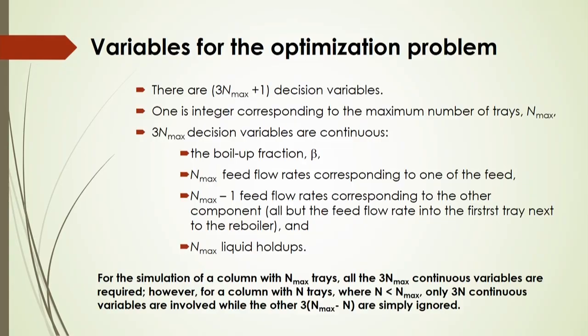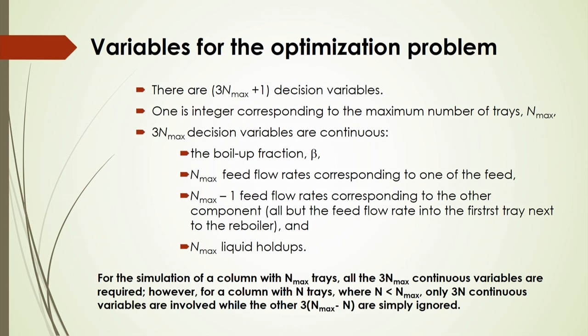And in this case, what are the variables for the optimization problem to be considered? There are 3 n max plus 1 decision variables. One is an integer corresponding to the maximum number of trays, n max, and 3 times the maximum number of trays should be decision variables that will also be continuous, like the boil-up ratio beta, the n max feed flow rates that correspond to one of the feeds, and n max minus 1 feed flow rates corresponding to the other component. And the feed flow rate into the first tray next to the reboiler is to be considered here, and also n max liquid holdups.